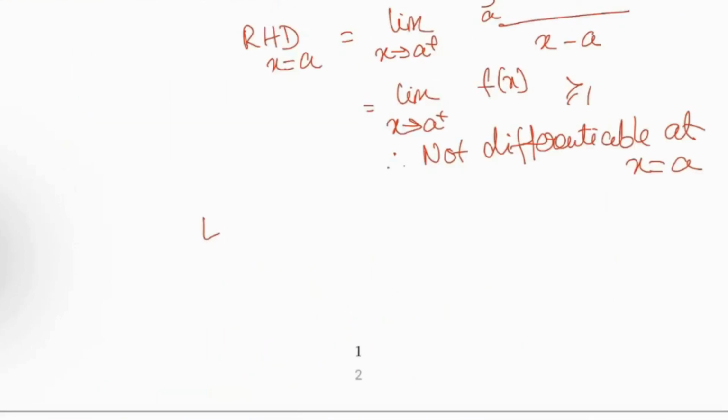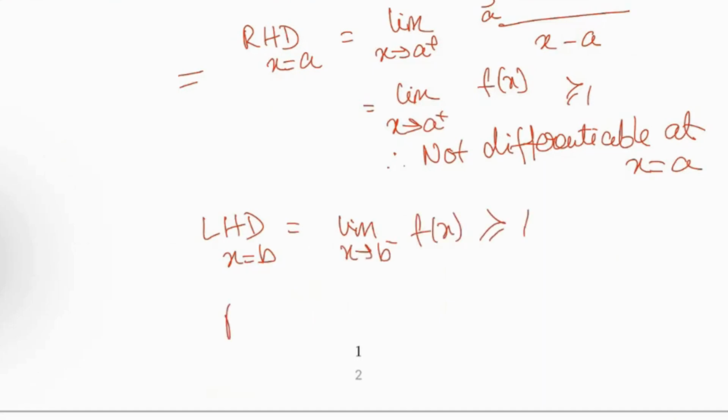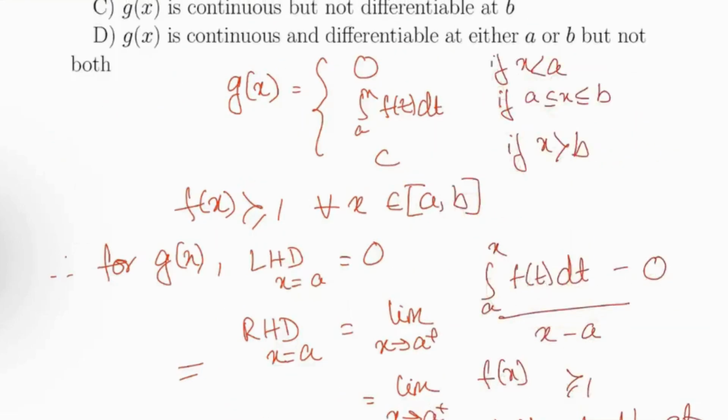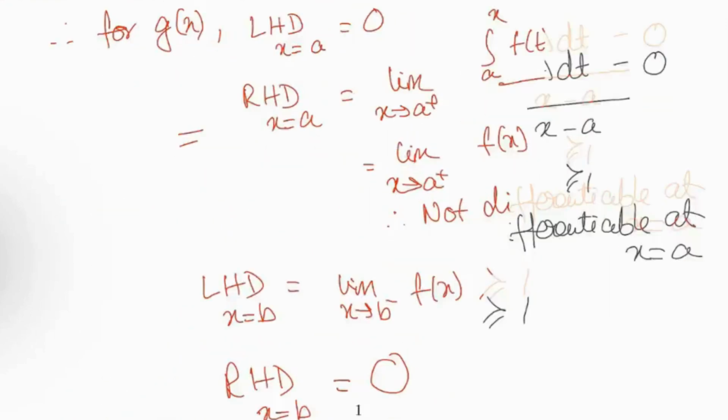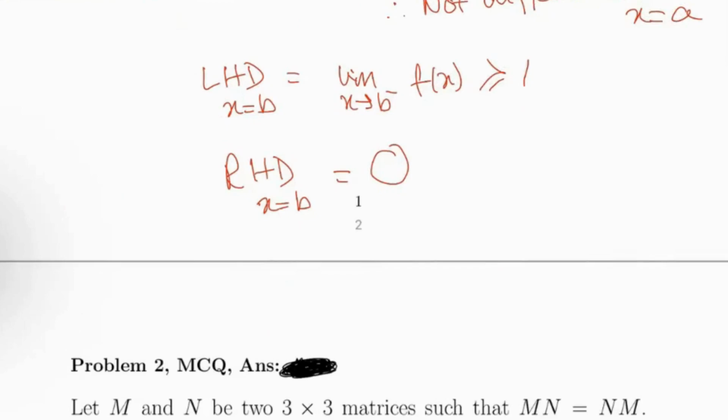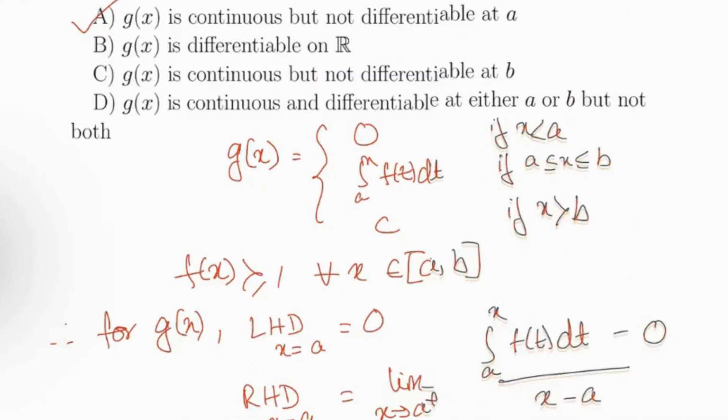Similarly, from this part, you can say that the left hand derivative at x equals b is the limit as x tends to b minus of f of x, which is greater than or equal to 1, and the right hand derivative at x equals b is 0 because the function here is a constant function for x greater than b. So again, since the left hand derivative and the right hand derivative are unequal, it's not differentiable at x equals b. So this part is also right.